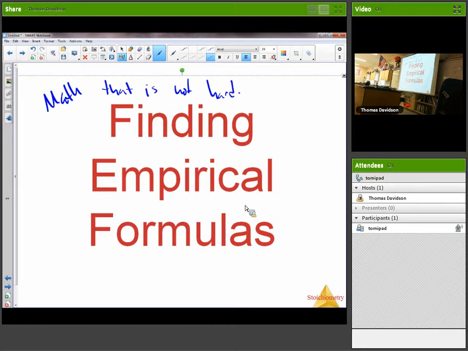All right, finding empirical formulas is math that is not hard. I promise. Most of you, in a very real nerdy way, will feel that this is okay. I don't really know how, but in the end, when you get the right answer, you're like, wow, I did sign up for this class for a reason. It can be strangely fun.